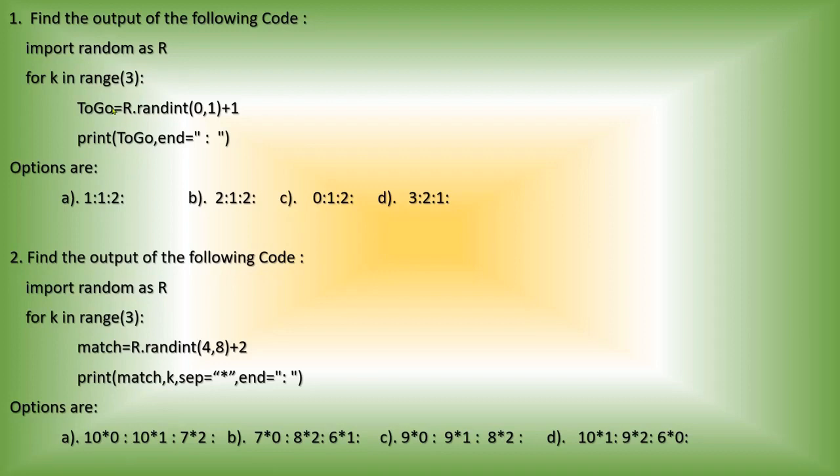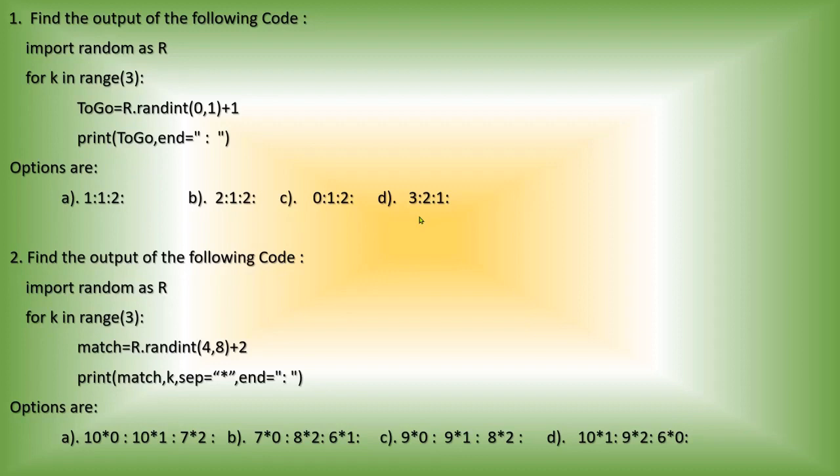And you are using a random function. That means we cannot predict the same output every time. Each time when you execute that code, you will get different output. Options are given there. From these options, you have to find out the possible output which can be produced by this code.